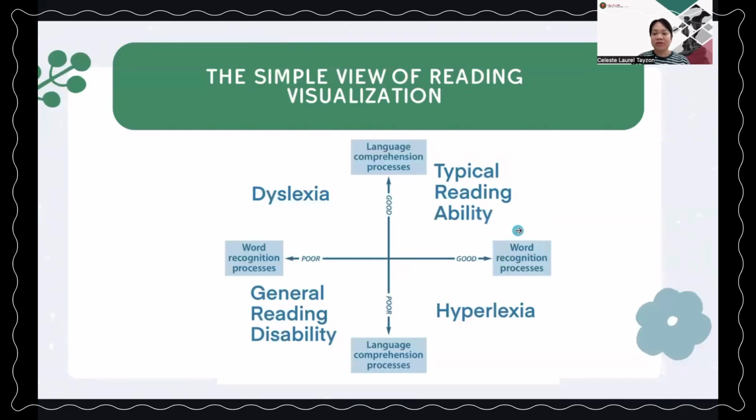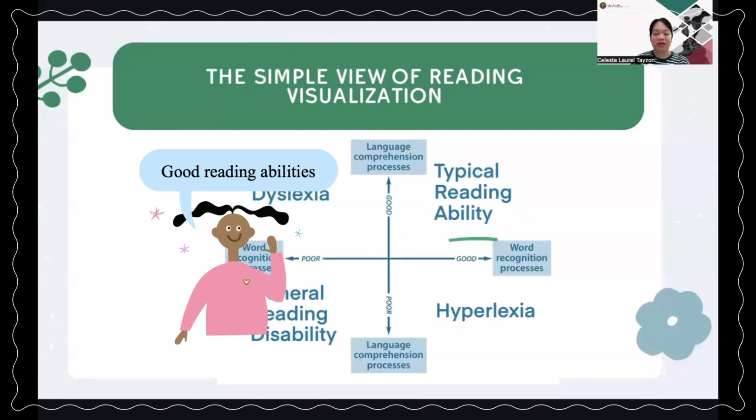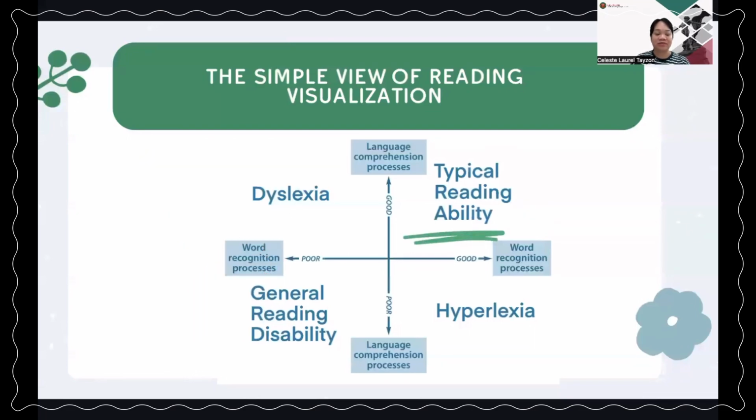Now, what are the facts about the students that fall under this quadrant. So they have adequate or good reading abilities. They have good listening and reading comprehension. They can decode. They are aware of multiple meaning of words. They use multiple reading strategies.